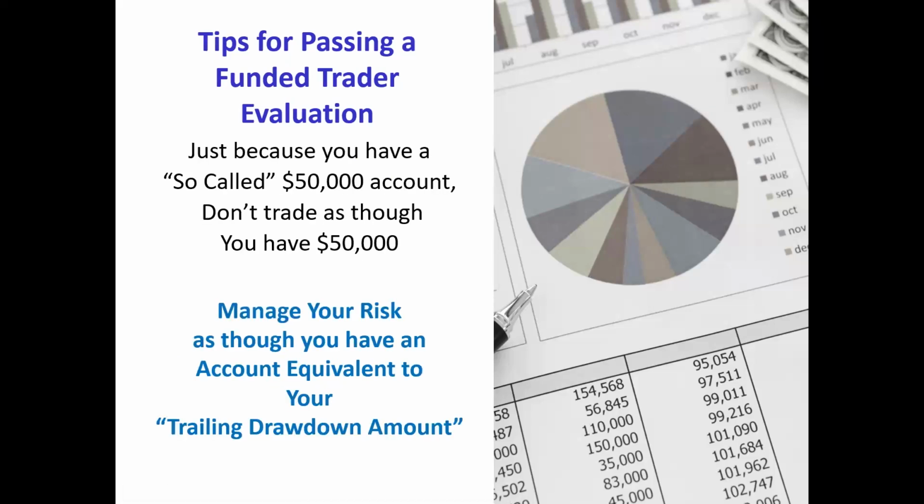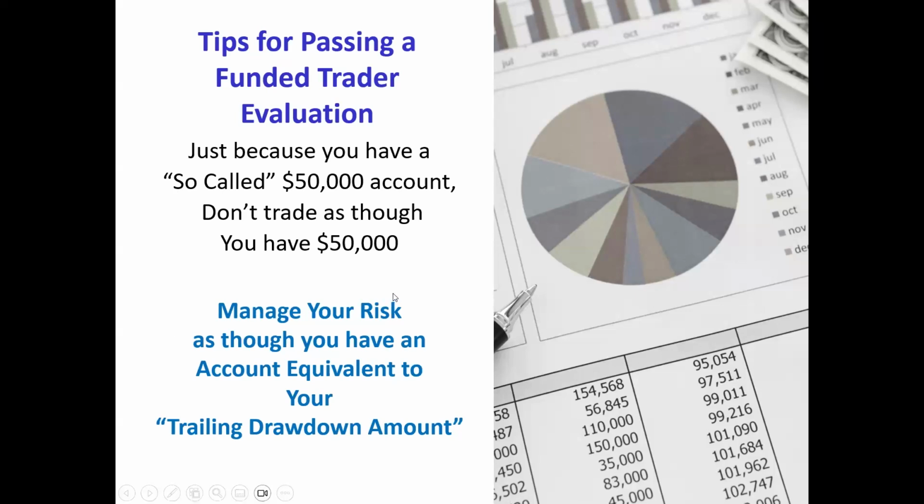All right, so here's a really important tip. With your funded trading companies, they'll tell you that you've got a $50,000 account. However, you may have, let's say, a trailing drawdown of, I'll just use a hypothetical number here, $2,500. You need to trade your account as though you have a $2,500 account. $50,000 will lull you into thinking that you've got a real $50,000 account. You really don't. So trade it like you have the account size of your trailing drawdown.